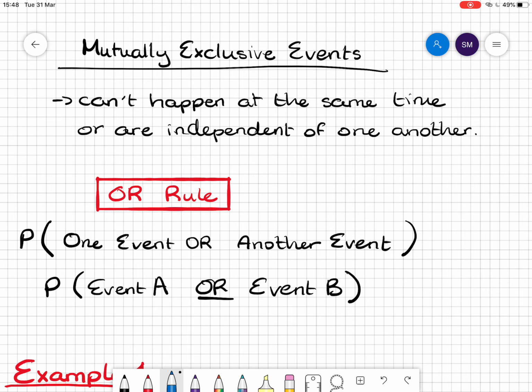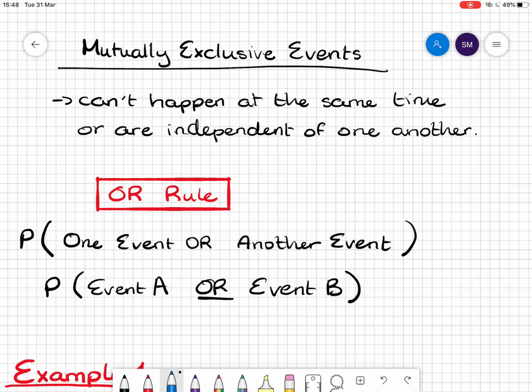This is called the OR rule. Usually when we're dealing with any kind of probability in relation to mutually exclusive events, we're dealing with the probability of getting one event or another event. So the probability of getting a 6 on the dice or the probability of getting a heads on the coin. What is the probability of both of those happening, essentially? It's also called the addition rule.